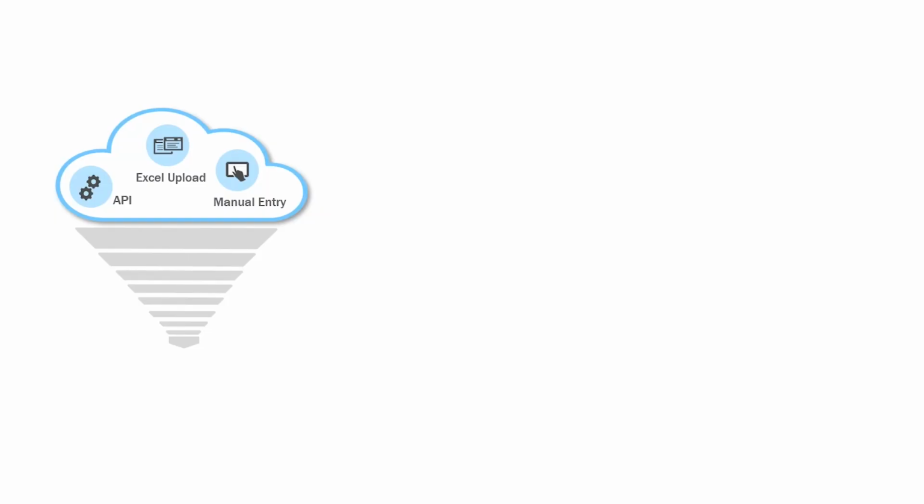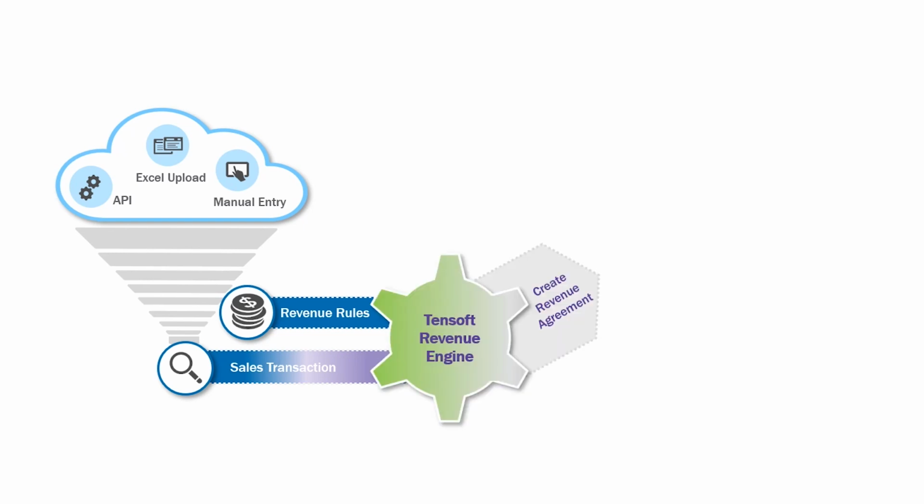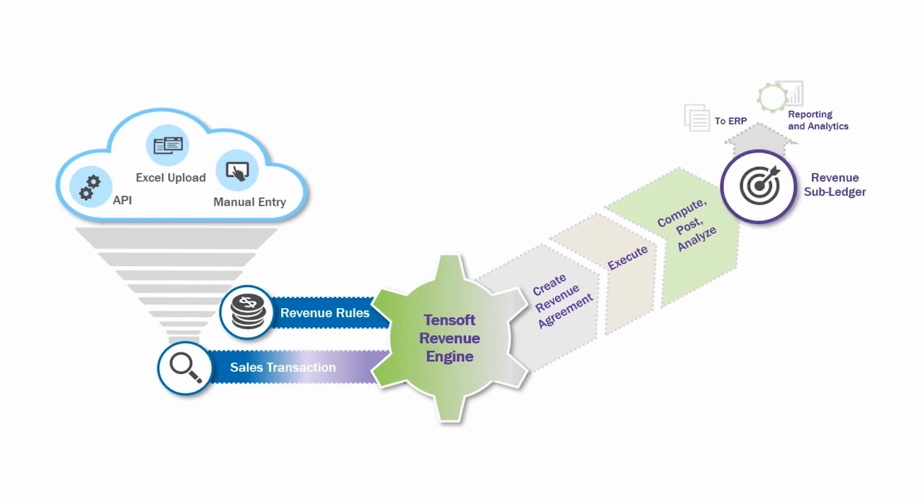The idea of RevLens is to manage revenue recognition from the start of a transaction, what we call a sales document, through transforming that into a revenue agreement, which is essentially changing the sales document that comes into the system, applying rules so that it can be recognized according to ASC 606 and IFRS 15.